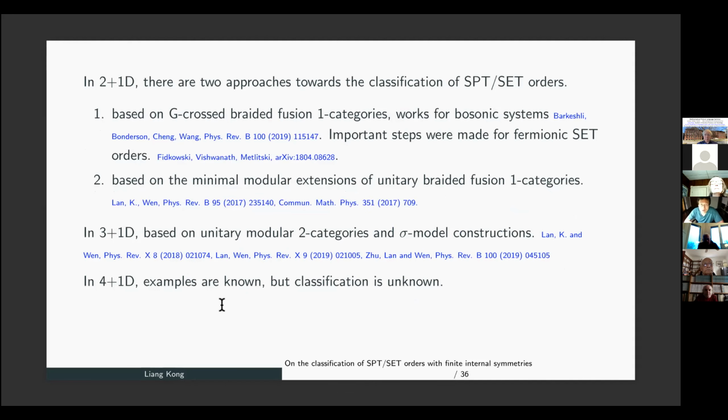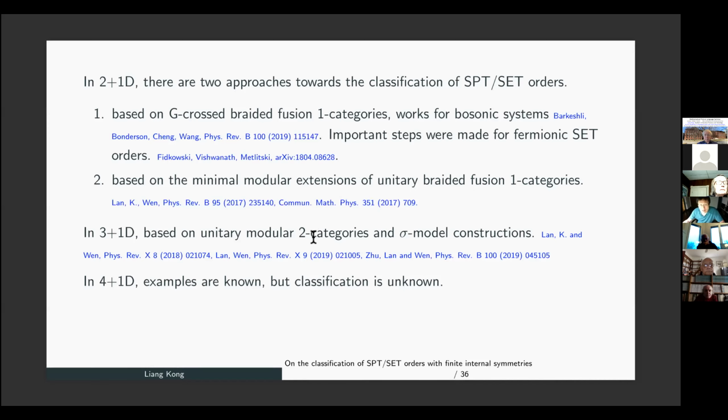In 2+1D, there are two approaches towards the classification. One is based on G-crossed braided fusion 1-categories. Another is based on the minimal modular extensions of unitary braided fusion 1-categories. They are very different, but prove to be equivalent in some sense.